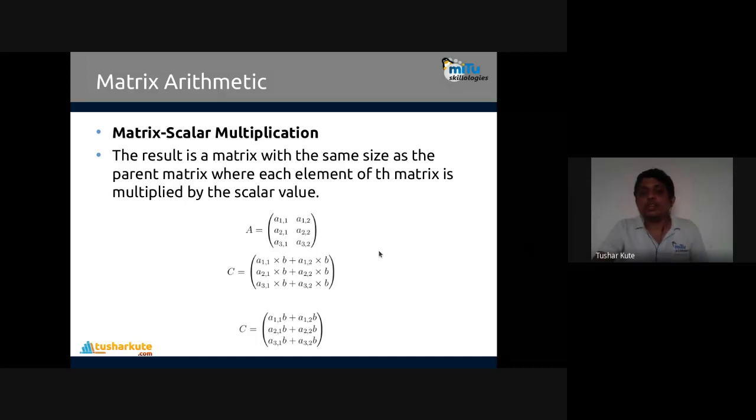So, A is equal to your matrix of 3 rows and 2 columns. C is equal to A11 into B, 21 into B, 31 into B, 12 into B, 22 into B, 32 into B. So every element is multiplied by B. So it will be scaled up or scaled down. Every element will be scaled up or scaled down. For example, I need to convert.